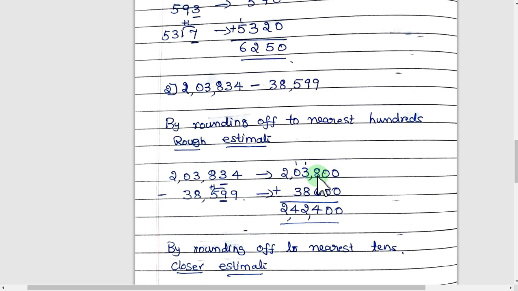8 also remains as it is because 3 is less than 5. So this becomes 0, 0. We have to make the digits to the right 0. So here the tens place digit is 9, so adding 1 to this. So 3, 8 remains as it is, 5 becomes 6. This becomes 0, 0. Then afterwards subtracting the numbers.